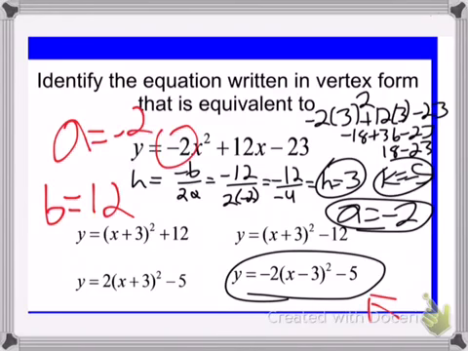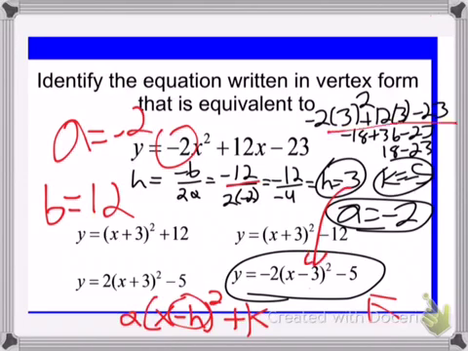Negative B, which is negative 12, divided by 2 times negative 2, gives me negative 12 divided by negative 4. H equals 3, which is the opposite in our vertex form equation, because our vertex form is A times (X minus H) squared plus K. So it's opposite, that's why it's negative 3 instead of 3. Plug it back into our equation. K equals negative 5.